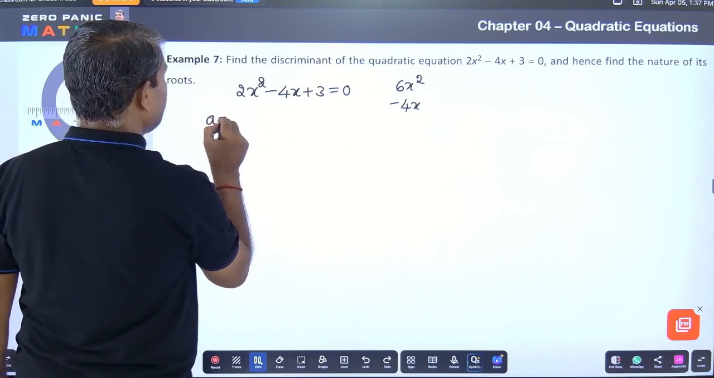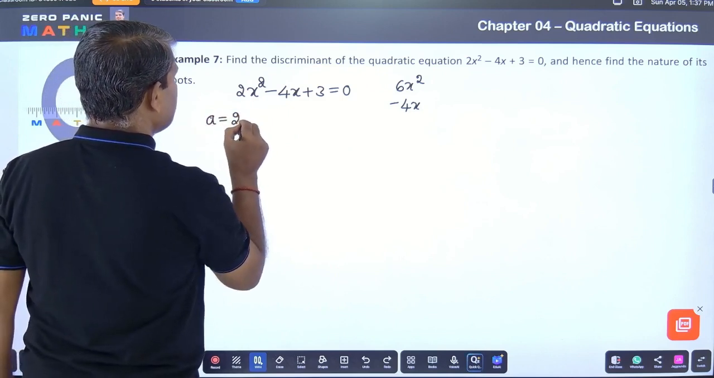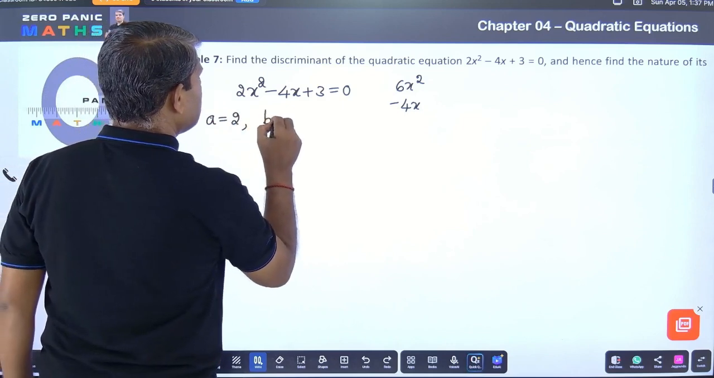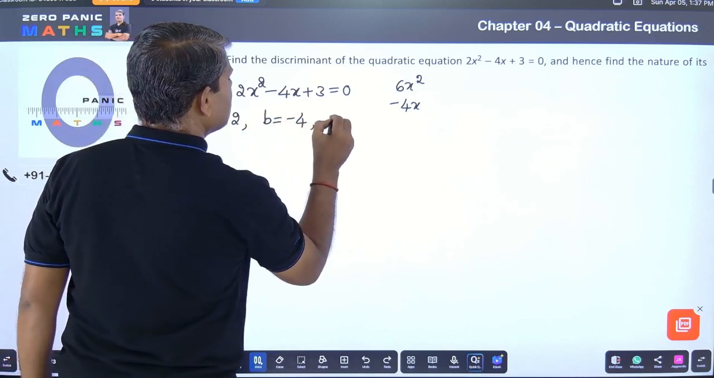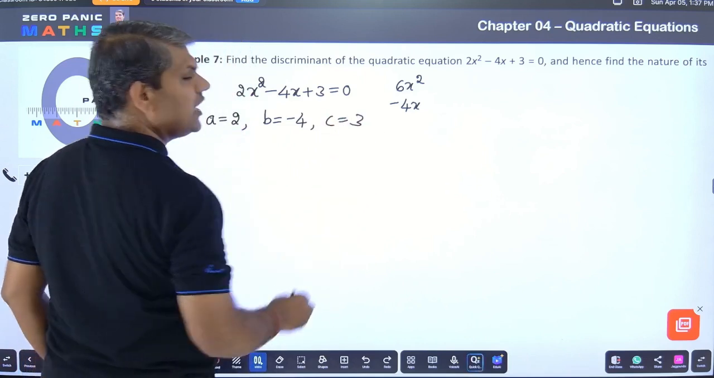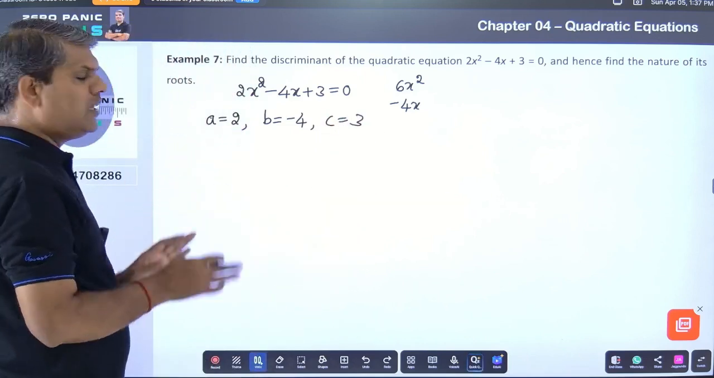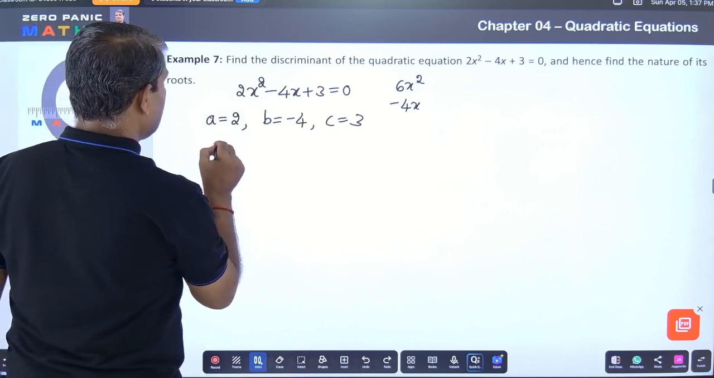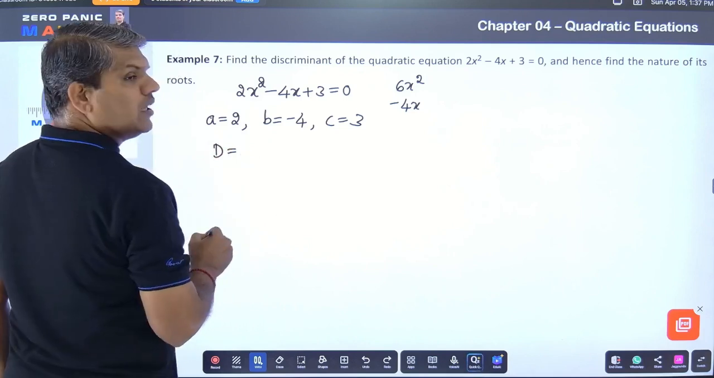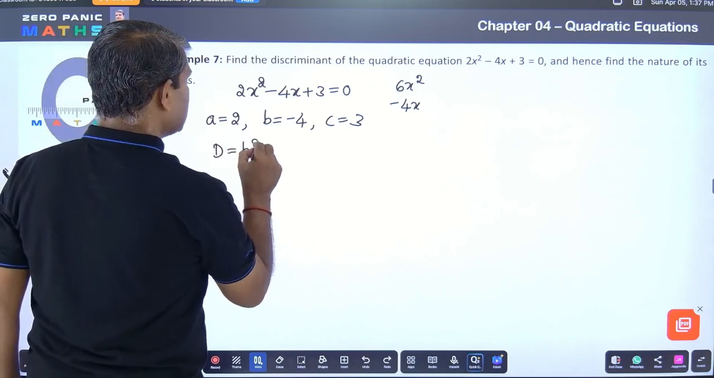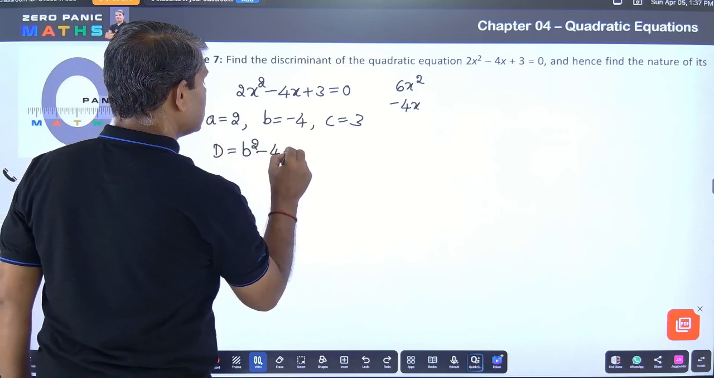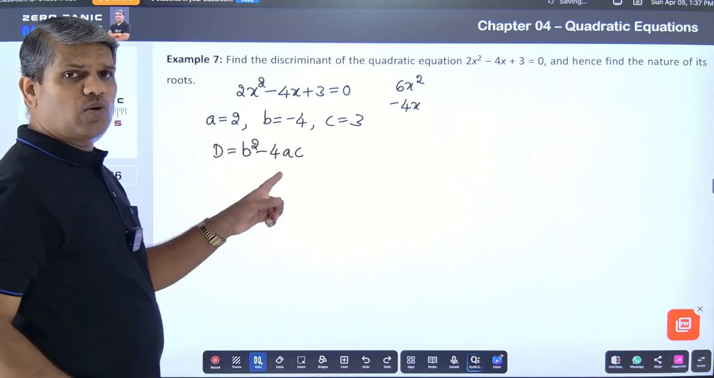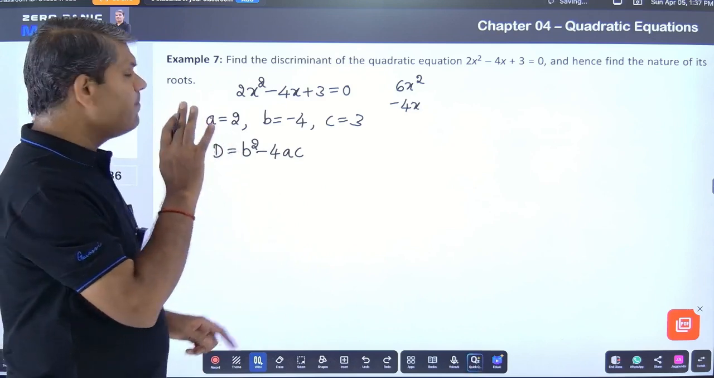Given the equation, what is a? 2. B is minus 4. C is 3. Let us write a, b, c, because we need a, b, c only from that. Now find out the discriminant. What is that discriminant? D is equal to b square minus 4ac, because based on the discriminant only we are going to decide the nature of the roots.